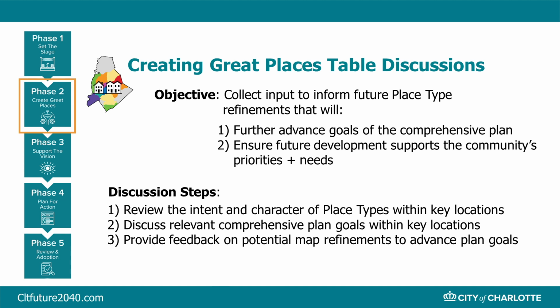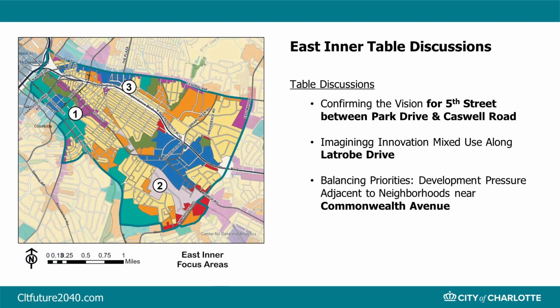The discussions are focused on a specific location. However, they represent conditions that are found at multiple sites or in various geographies. Therefore, the feedback received throughout 2023 will inform changes to sites with similar conditions, not just the locations featured in today's discussion. The 3 table discussions for the East Inner Geography are confirming the vision for 5th Street between Park Drive and Caswell Road, imagining innovation mixed use along Latrobe Drive, and balancing priorities, development pressure adjacent to neighborhoods near Commonwealth Avenue.